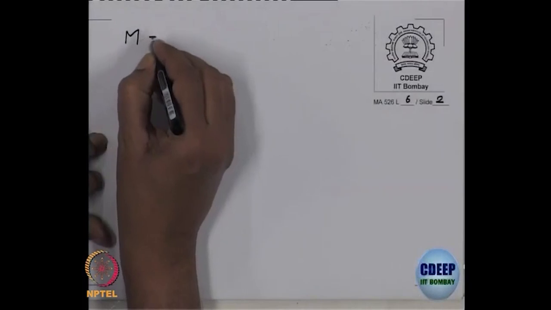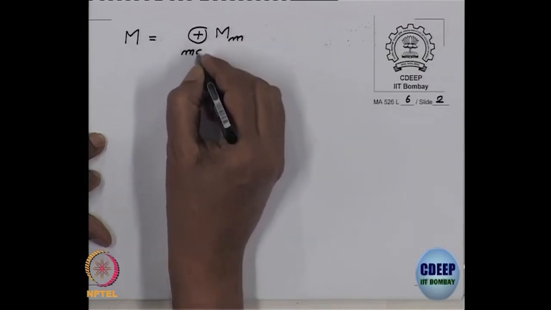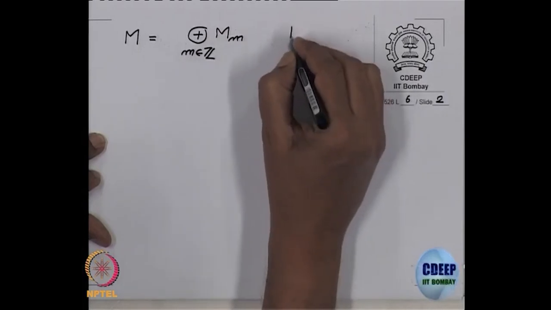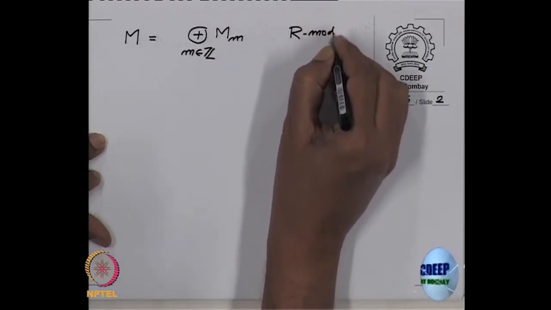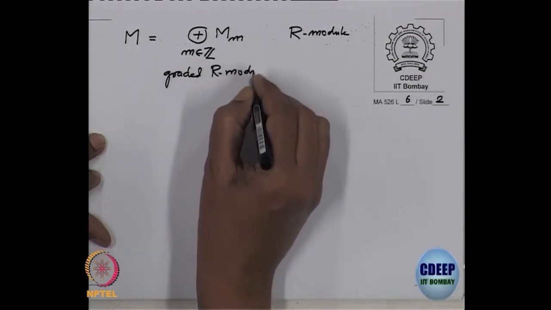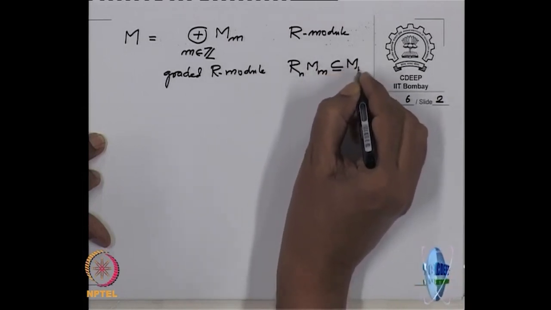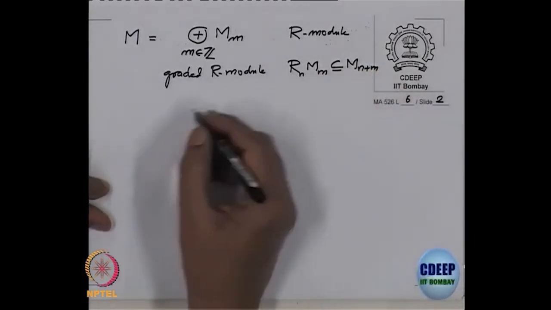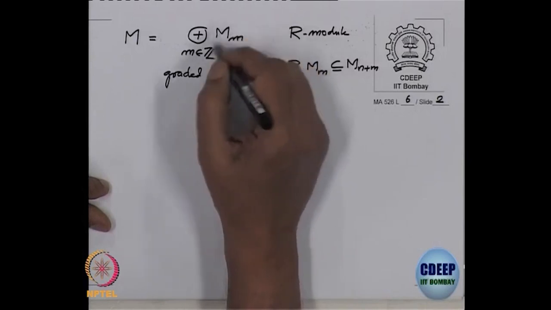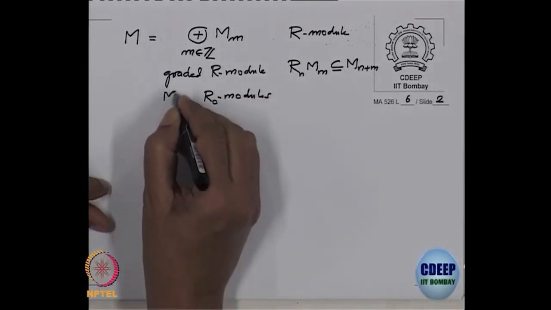Then we consider the modules over this ring which are graded modules. So M is a graded module. M has a decomposition into abelian groups like this, and now you allow some negative integers also. This is an R module, and graded means Rn times Mm is contained in Mn plus m. Each of these is called a homogeneous component of degree m, and they are R naught modules.